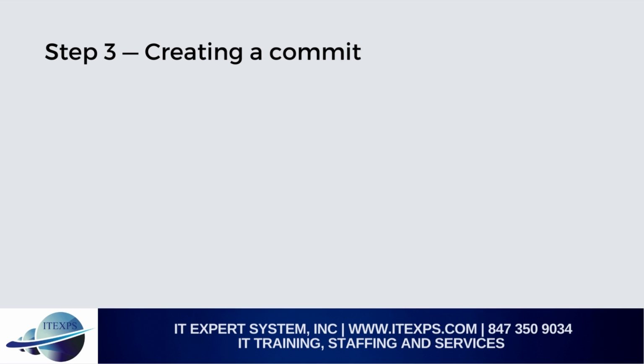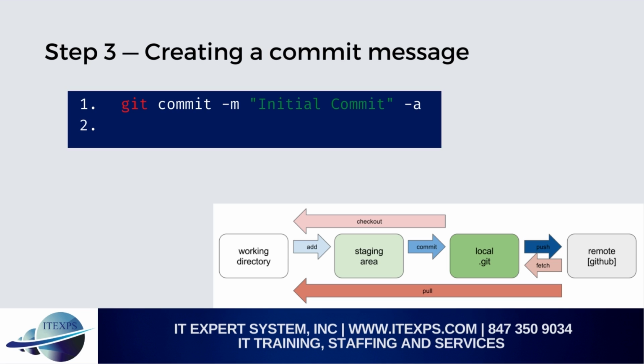Step 3. Creating a commit message. Each time you commit changes to a Git repository, you will need to provide a commit message. Commit messages summarize the changes that you have made. Commit messages can never be empty, but can be any length.